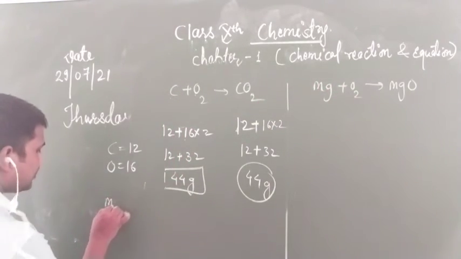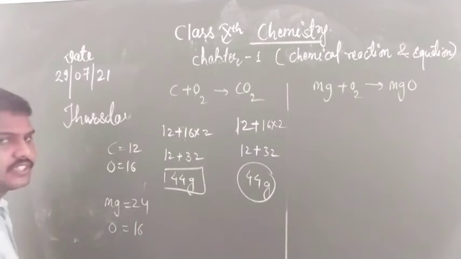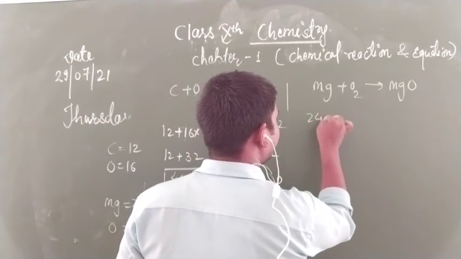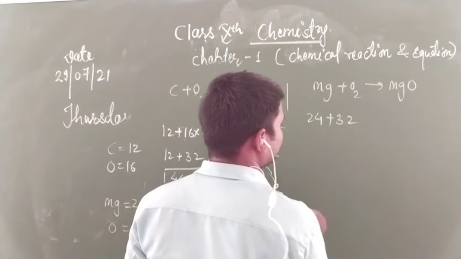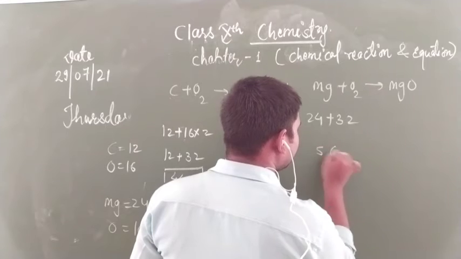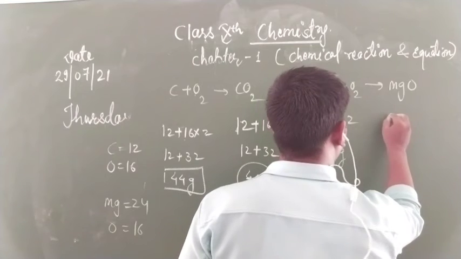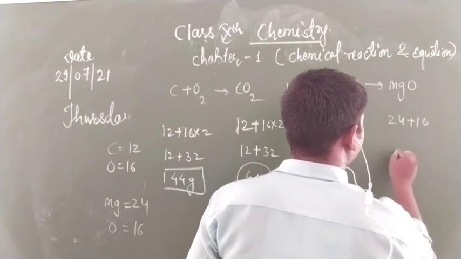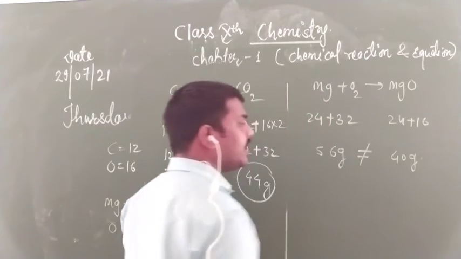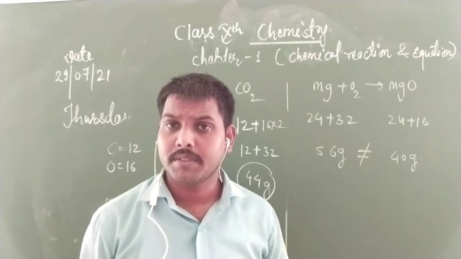Atomic mass of magnesium is 24 and oxygen is 16. In the reactant, children, magnesium 24, oxygen 32, so it will give 56 gram. Now in the product, children, magnesium 24 plus 16 gives 40. So this is not equal, children. It means this chemical equation cannot occur in the whole universe.